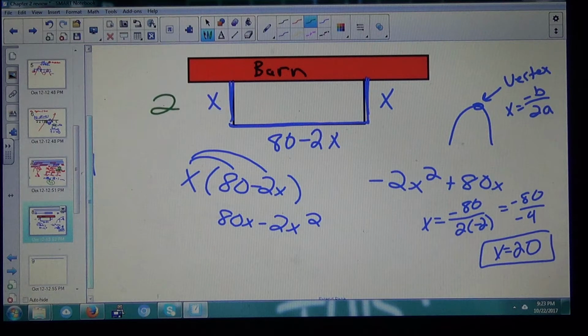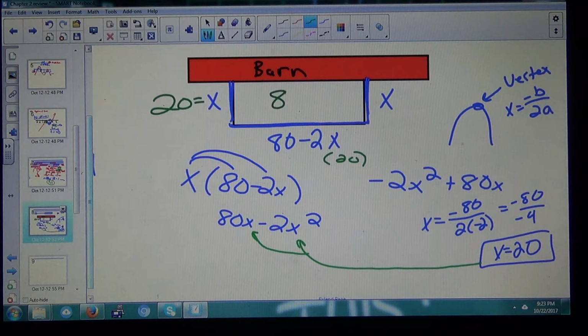The side length here is 20. So you can either plug in a 20 here and solve it out that way, or I can take this 20 and plug it back into my equation here. So it'd be 80 parenthesis 20, close off the parenthesis, minus 2 parenthesis 20 parentheses squared. And that gave me 800. So 800 meters squared is the area, the best area that I can get for that barn.